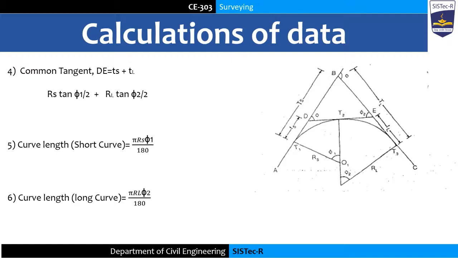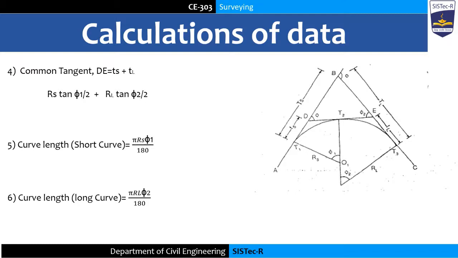Now we will see some more notations. The fourth one is the common tangent. As I told you, the two different arcs that we are having in the compound curve both have a common tangent, that is DE. This is the common tangent. If I want to calculate the length of this common tangent, I can calculate it by adding TS plus TL.